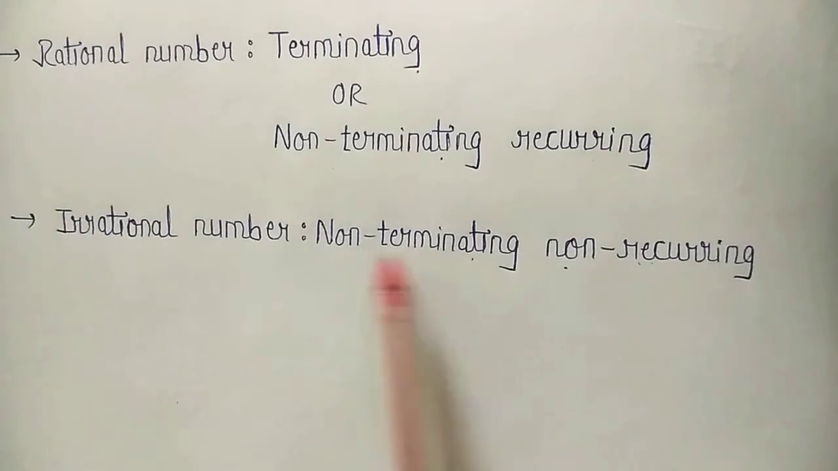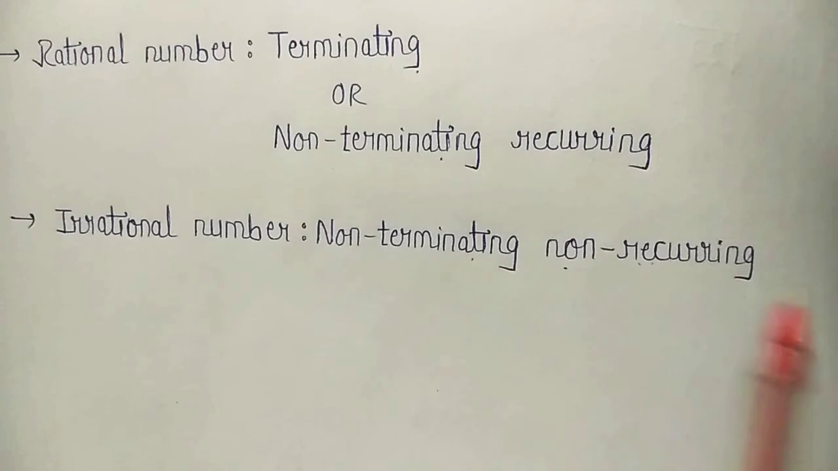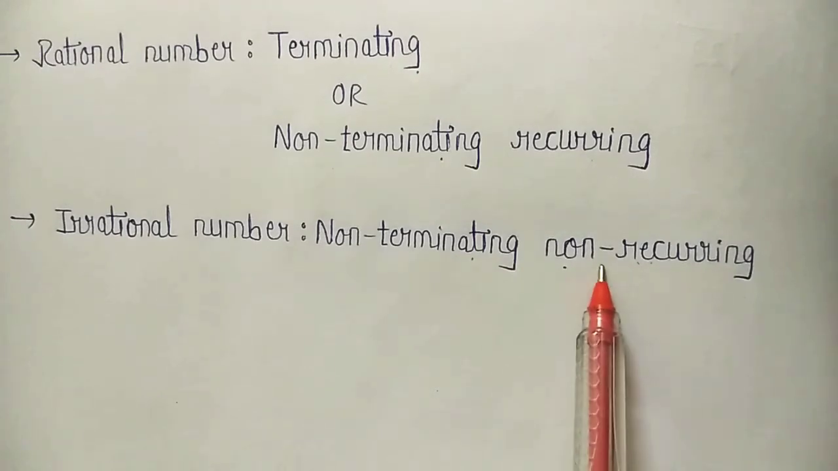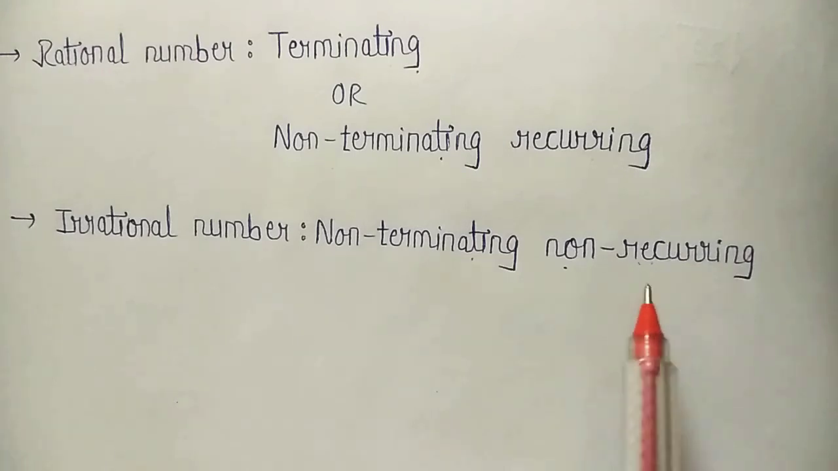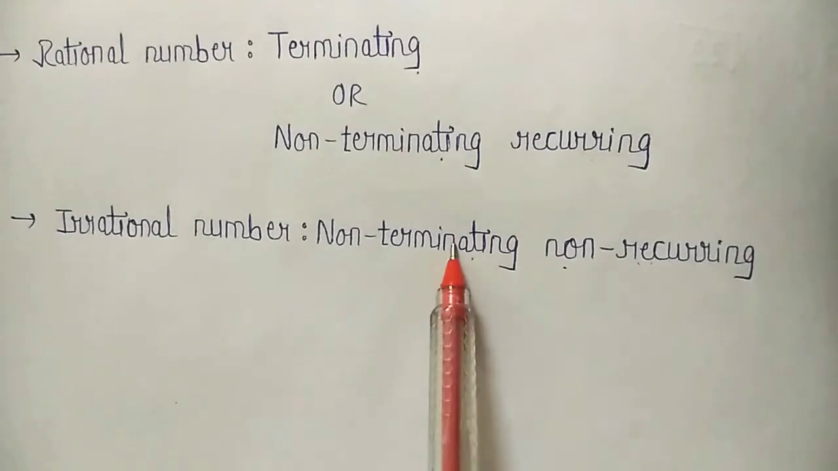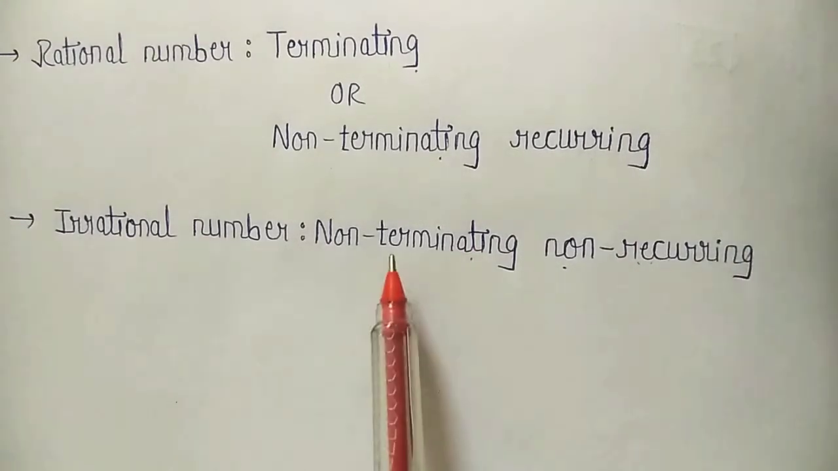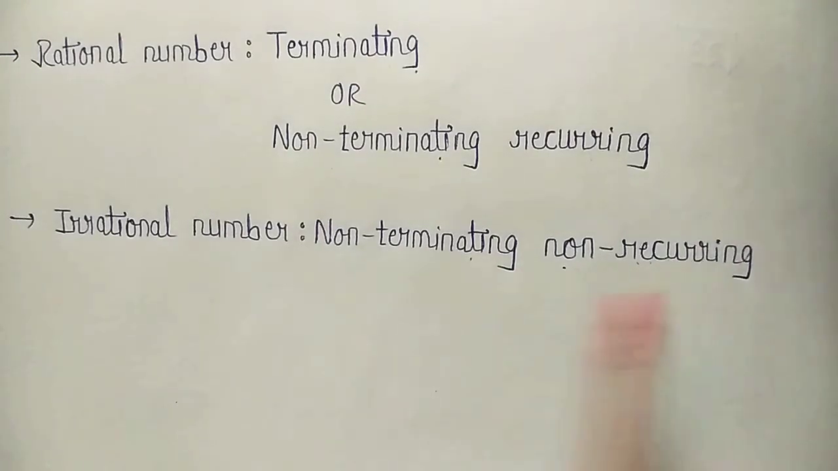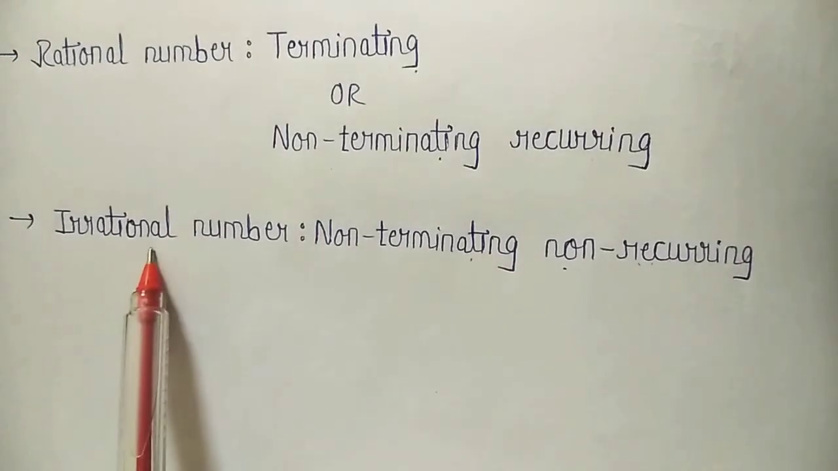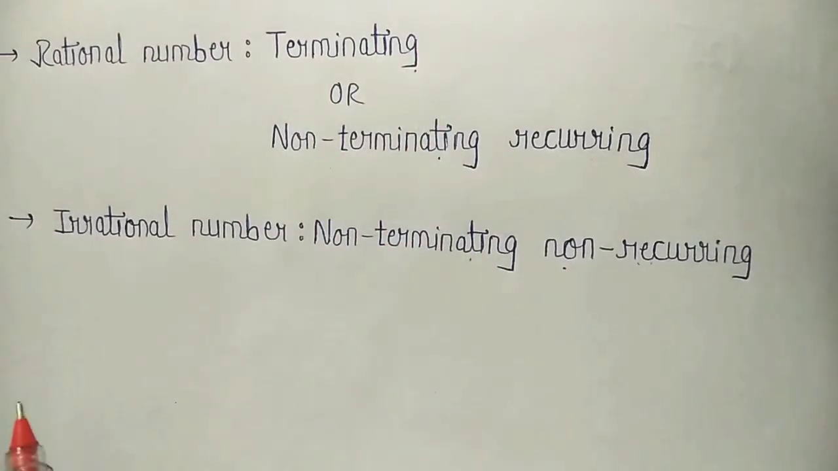What is the meaning of non-terminating, non-recurring? The decimal expansion is continuous. It is not terminating. And the digits are non-recurring. Means they are not repeated. That is said as non-terminating, non-recurring. So if we have this type of decimal expansion, non-terminating, non-recurring, then it will be said as an irrational number. So students, keep these things in mind.